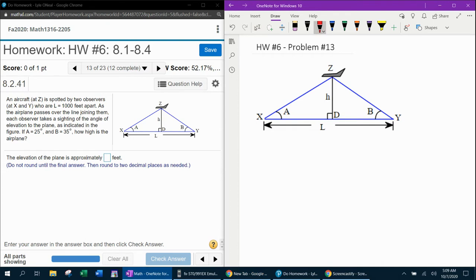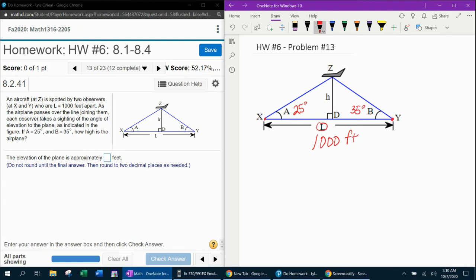I'm going to label that. So the length of L is 1,000 feet. So that is the distance from X to Y. That is the distance across there. And then I keep reading. If A is 25, so where A is, I'm going to put 25 degrees. And where B is, I'm going to put 35 degrees.